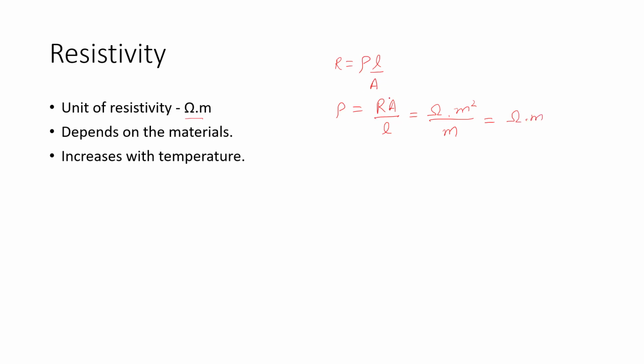The resistivity is not dependent on the area or the length of the material or even the resistance of the material. The resistivity of the material is only dependent on the material which is used. So if you have iron, you will have different resistivity. If you have copper, you will have different resistivity. If you have water, you will have different resistivity. The resistivity of material increases with temperature. So for a conductor, when you increase the temperature, the resistivity of the material will also keep on increasing.